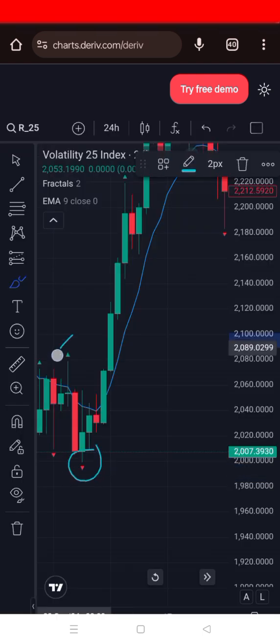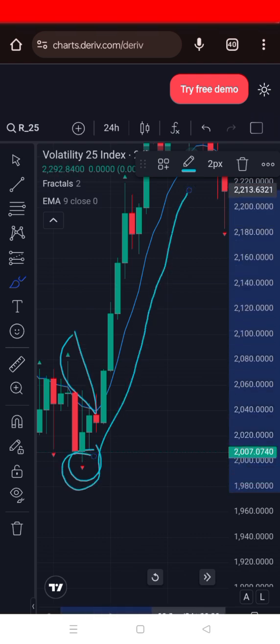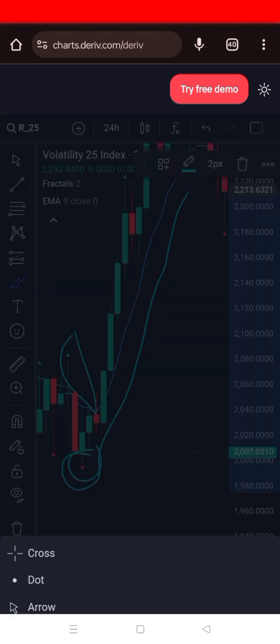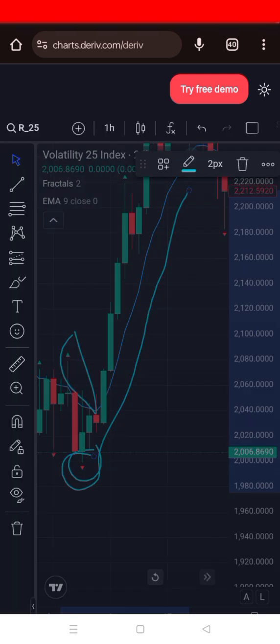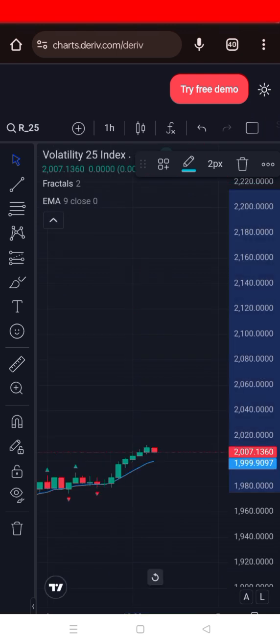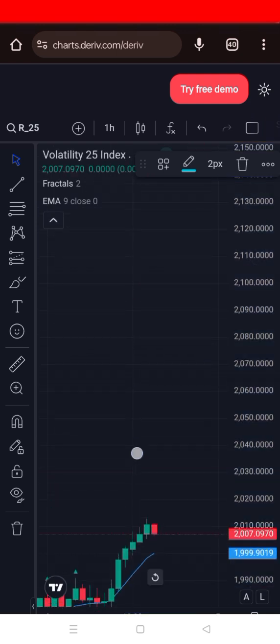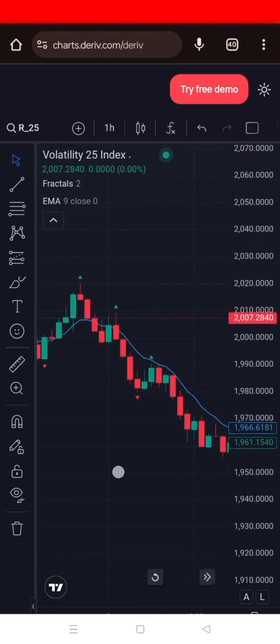So after you have set everything, you wait for a printout of the Williams fractal, and then look at the candlestick. If the candlestick crosses above the EMA, you can pick a trade.